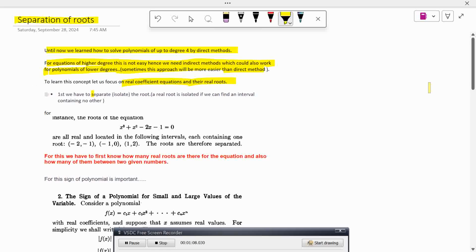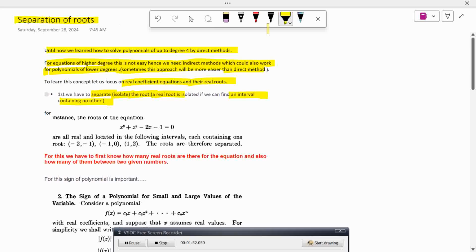We have to separate or isolate, okay, both are correct, the root. And what does that mean? If we can find an interval containing that root and no other, meaning if a is the root and x comma y is an interval and a is inside this, and if b is a root of a given polynomial, it should not be in this, then a is isolated. Okay, a is the only root inside the interval, it could be any interval. So that is the meaning of isolated root.